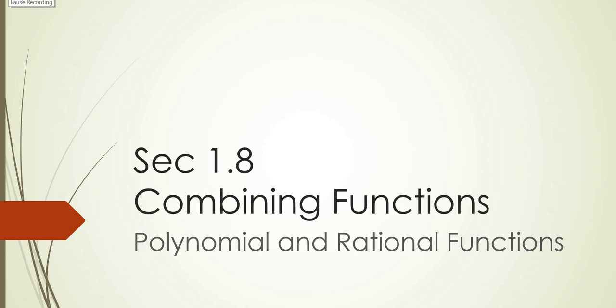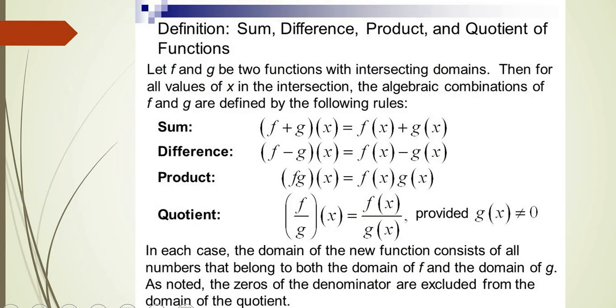Section 1.8 is combining functions using polynomial and rational functions. So here's a bunch of definitions. Copy down the essence of this. You don't have to copy every single word. Sum, difference, product, and quotients of functions.